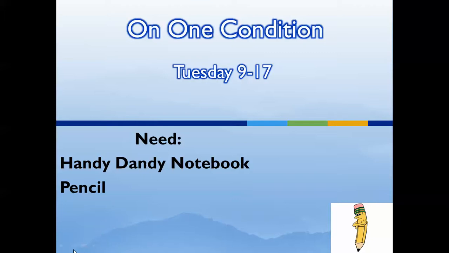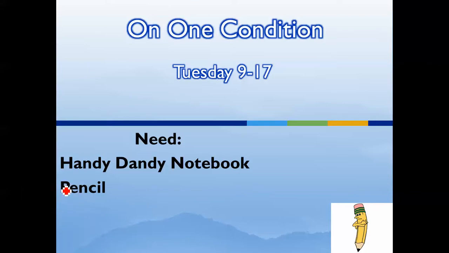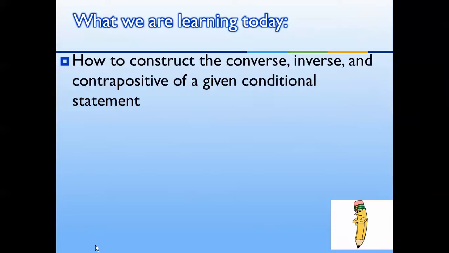Alright, yesterday we looked at what happens when we have AND statements and OR statements. Today we're going to look at what happens when we have conditional statements. So here's our title, here's our date. What we're learning today is how to construct the converse, inverse, and contrapositive of a given conditional statement. You need to make your essential question from this. In your notes, we're writing our essential question.